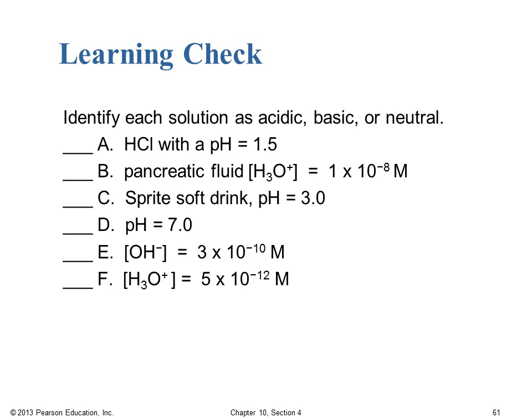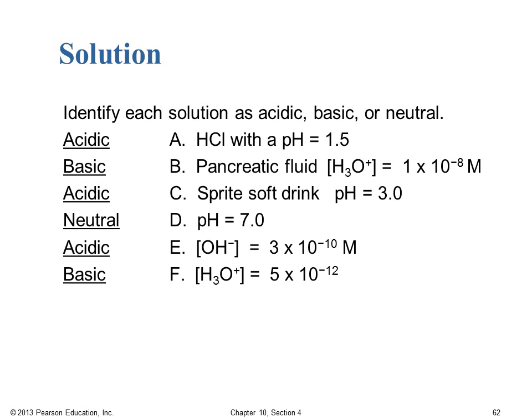And then F, we have an H3O plus concentration of 5 times 10 to the minus 12. That is less than 1 times 10 to the minus 7, and so that would be a basic solution. And so we see all of those written here.